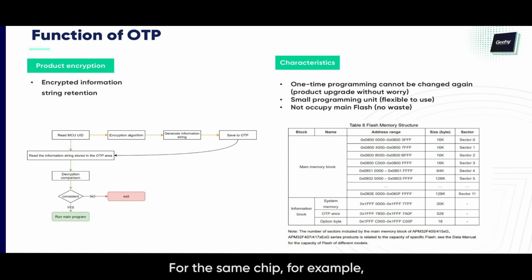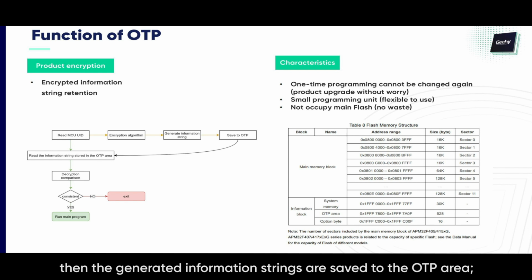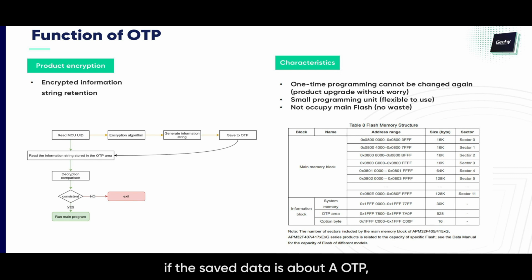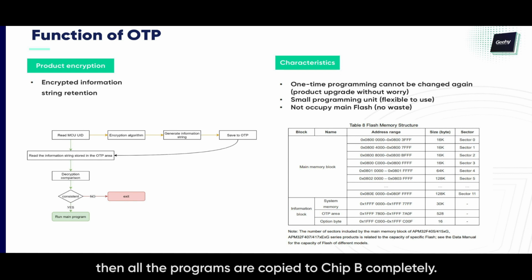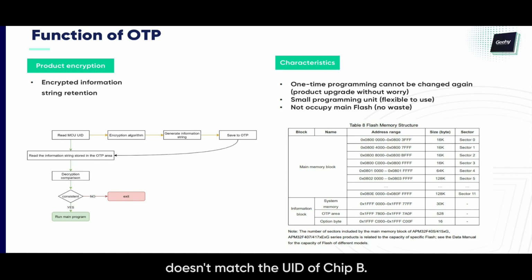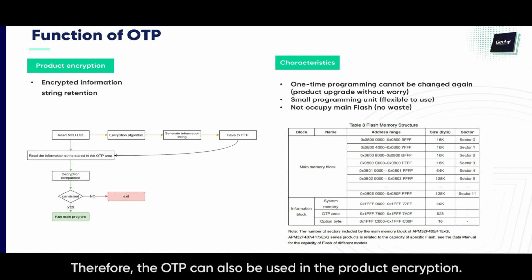For example, if the software of chip A is stolen by someone else, and then burned into chip B, because the UIDs of the two chips are different, the generated information strings are different. Even if all the programs are copied to chip B completely, it won't work because the information string saved in the OTP area doesn't match the UID of chip B. Therefore, the OTP can also be used in product encryption.